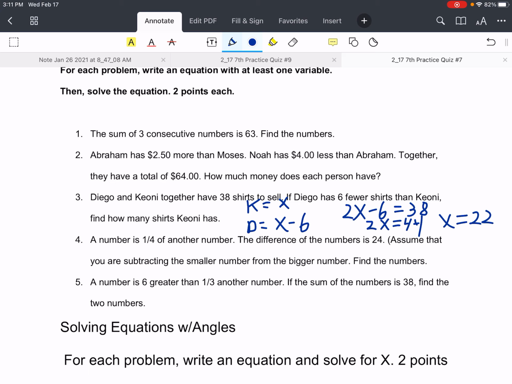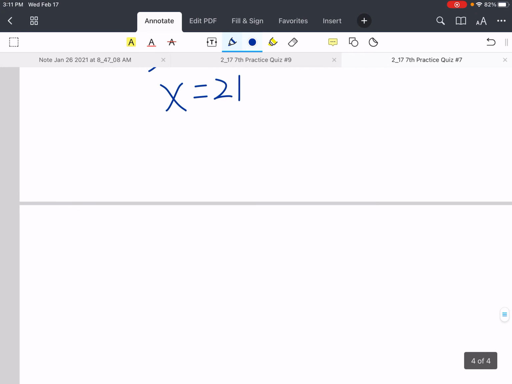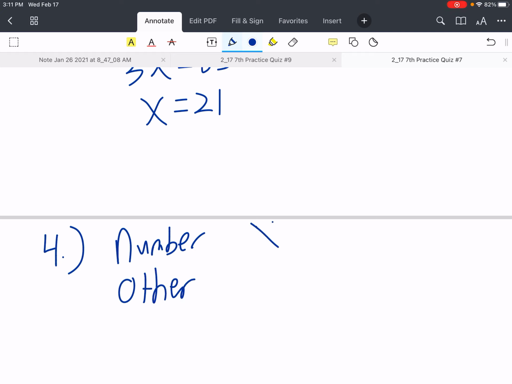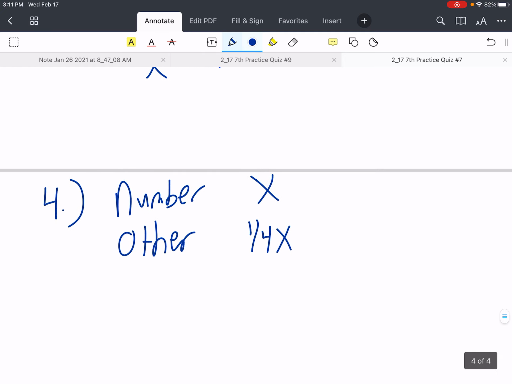All right, number 4. A number is 1/4 of another number. The difference of the numbers is 24. I'm going to scroll back down, give you a headache. All right, so number 4, we have a number and the other number. First number is x. The second number is 1/4 of that, so 1/4 x. It says the difference of the numbers is 24. So difference means subtraction. So x minus 1/4 of x is equal to 24.